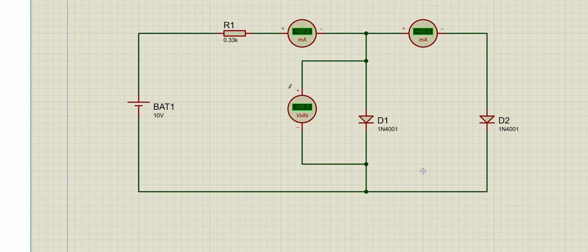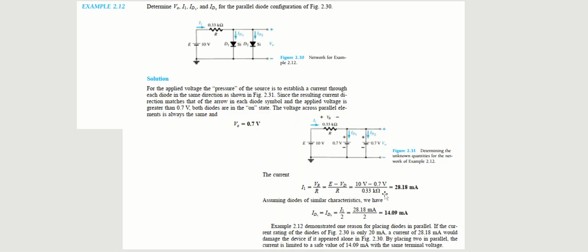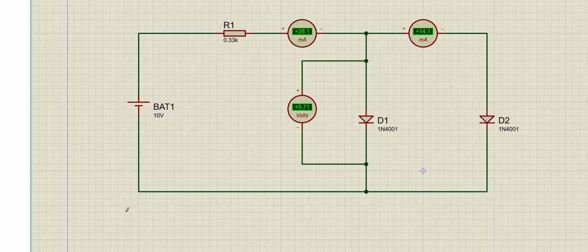To measure voltage, I have attached one voltmeter across one diode and one ammeter across another diode because the same current and voltage will be flowing through them. So there's no point to attach separate ones for each. And this would measure the total voltage, the total current. So the simulation would result in this, and we can compare these values. These are the exact same values which we had been shown here. These values are 28.18 milliampere and 14.09 milliampere, which would be 14.1 milliampere.